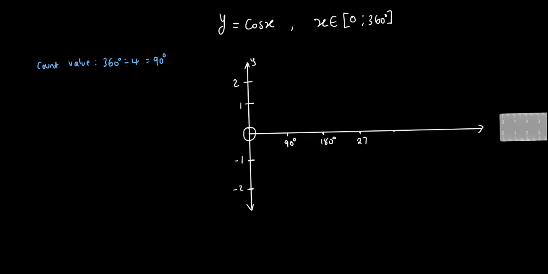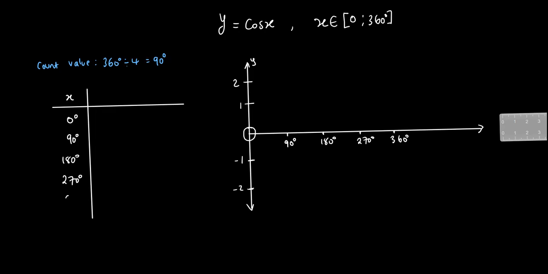So in the table, you're going to have x. Then you're going to start with 0 degrees, 90 degrees, 180 degrees, 270 degrees, 360 degrees. And then this is going to be your y. So to get the value of y, you're going to say cos 0 degrees, cos 90 degrees, cos 180 degrees, cos 270 degrees, cos 360 degrees.